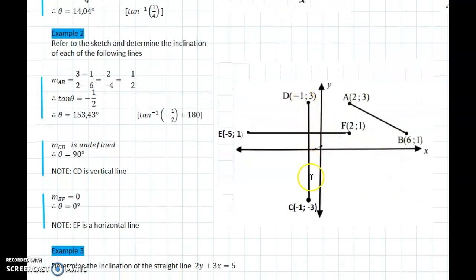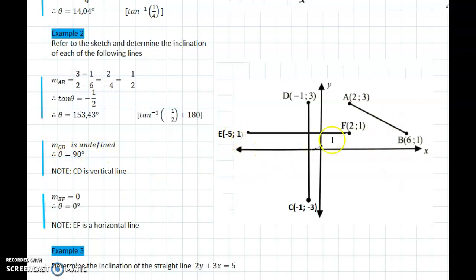Let's look at CD. You can see this is a vertical line. The gradient is undefined. And therefore theta is 90. So any vertical line, and how do I know it's a vertical line? Besides seeing it in the diagram, it has the same x value. And if you had to use your gradient formula, you will get 0 on the denominator, which means the gradient is undefined. And when the gradient is undefined, we have a vertical line, and that angle of inclination is 90 degrees. So theta is 90.